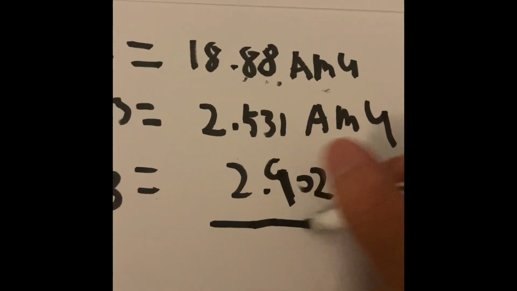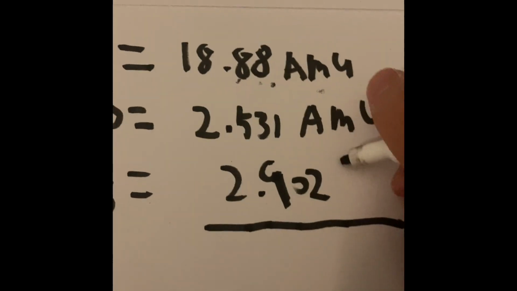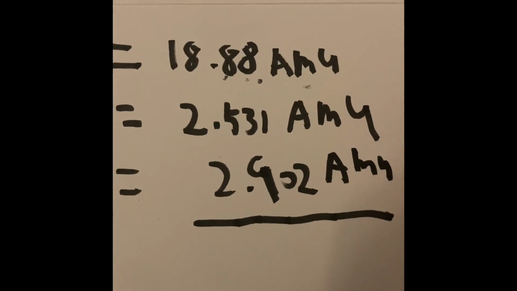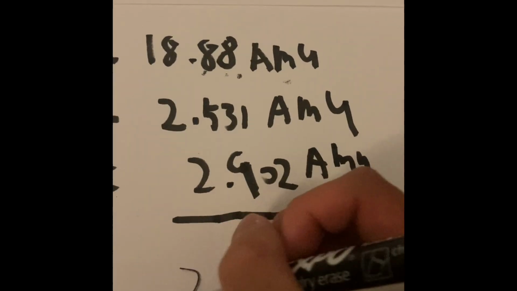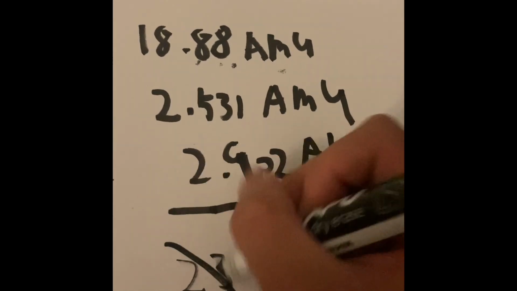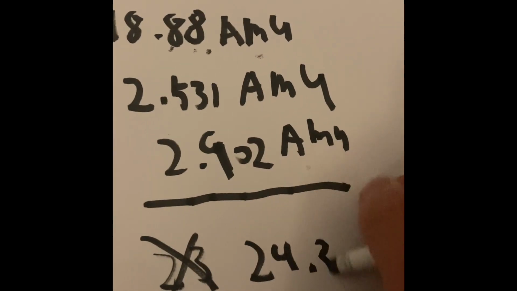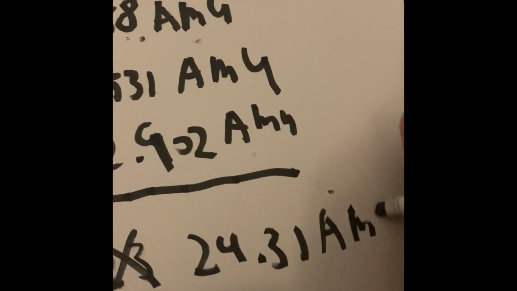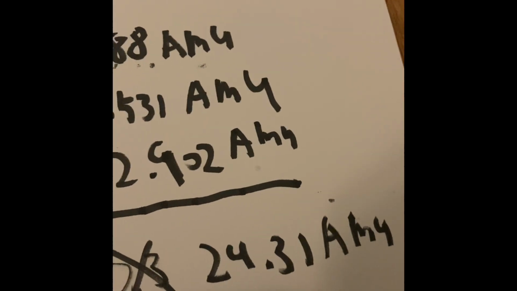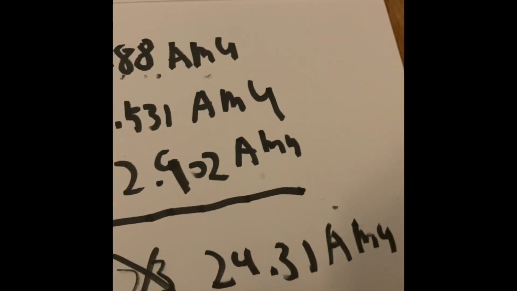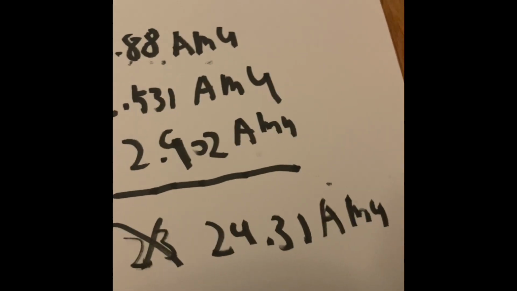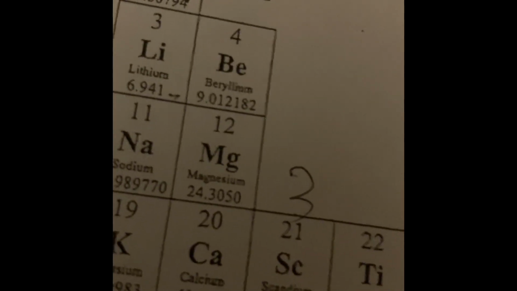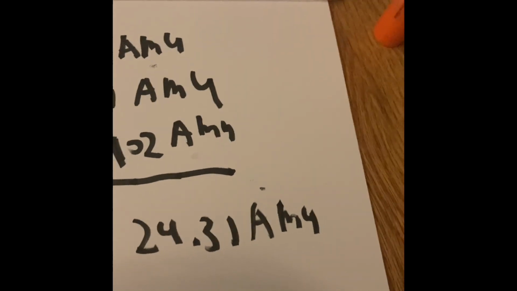Then when we get an answer, we sum up all of the AMUs, the atomic mass units, and we get 24.31 atomic mass units. We can check on the periodic table, but don't go crazy if we get some decimals wrong. Looking at magnesium, we get around 24.3050. We got 24.31. Why are we a little bit inaccurate?